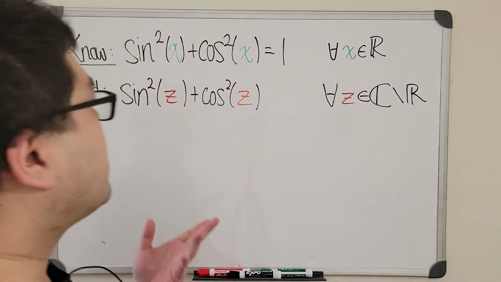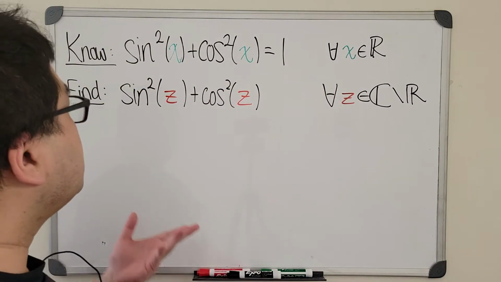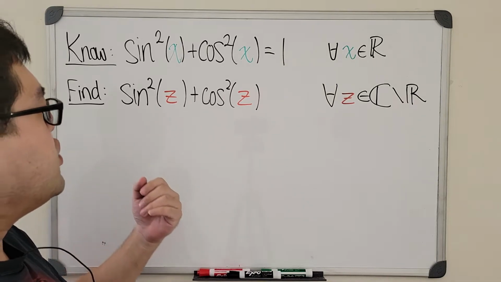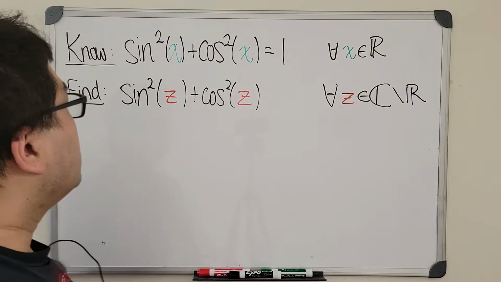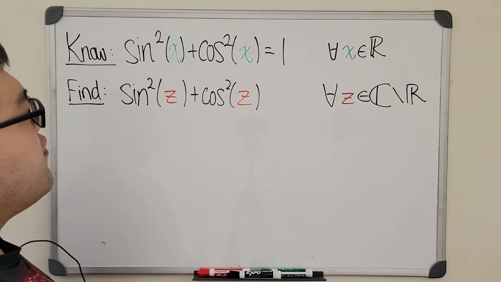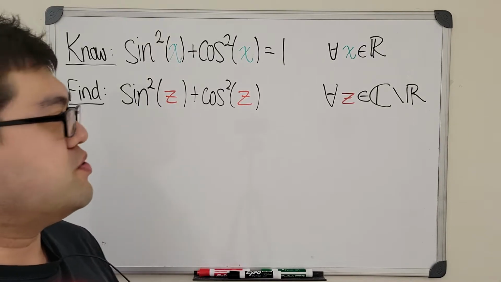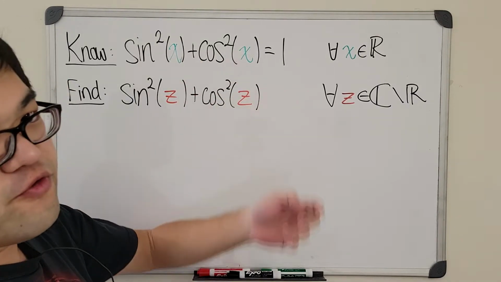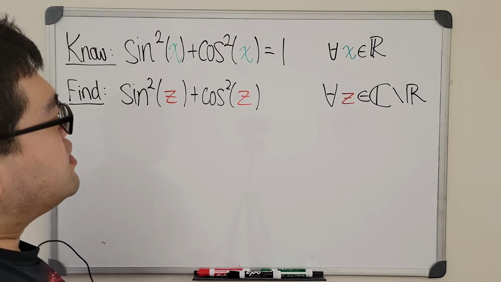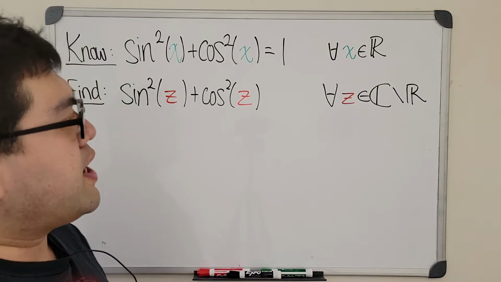Today we're going to work on a trigonometric equation and try to find the expression, namely sine square of x plus cosine square of x equals 1. And as we know from trigonometry class, this will work for all real numbers x.